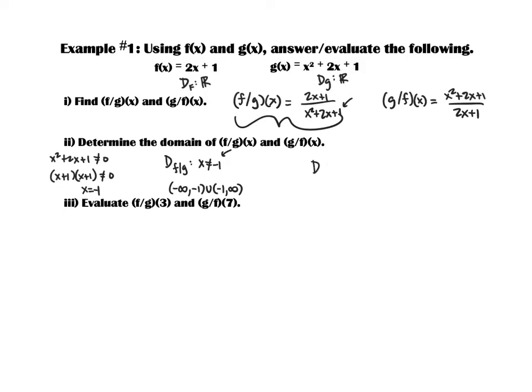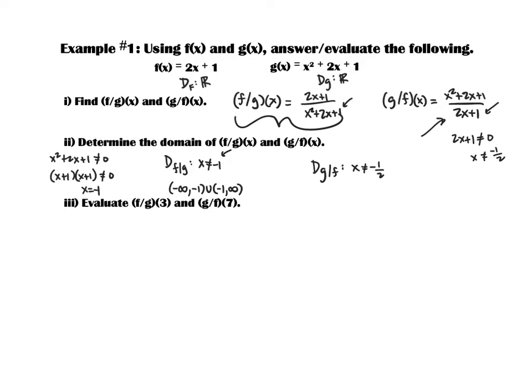Likewise, for the domain of g divided by f, I'm going to look at this function here. And again, I want to know where the denominator equals 0. I don't like that value because then we're going to have a 0 in the denominator, which causes our calculator to explode. It looks like if I subtract 1 and divide by 2, I get negative 1/2. Again, domain here, x is not equal to negative 1/2. Outstanding.